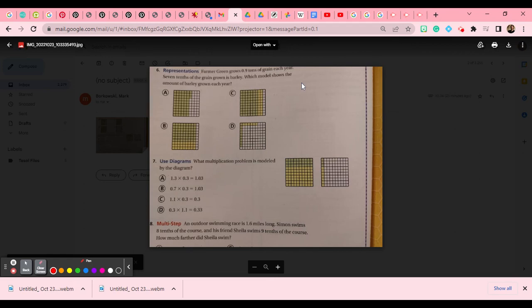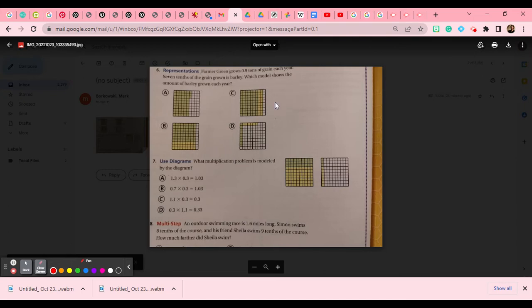Welcome back, students. We're looking at some models that are filled in, and they're asking us to identify which model is consistent with what the question's asking us. These are pretty representative of the kinds of questions you might expect to see on an assessment. So I want to make sure that you're able to take a look at this.